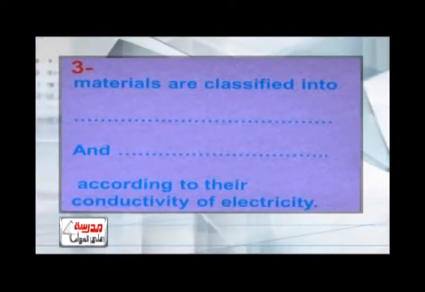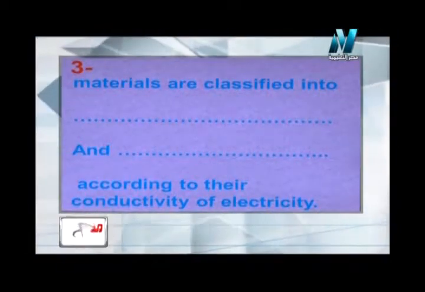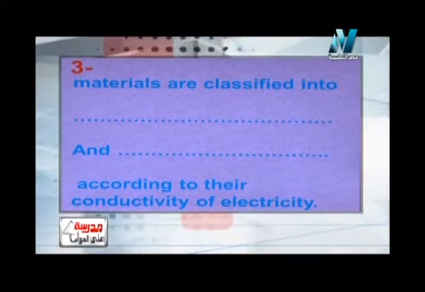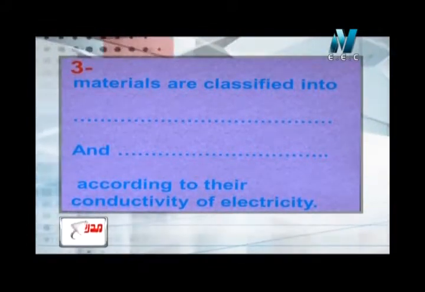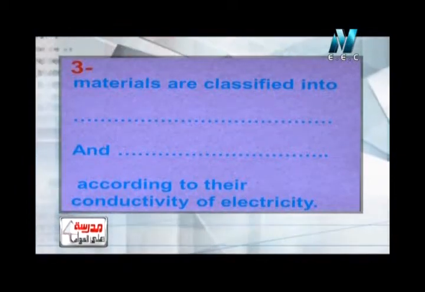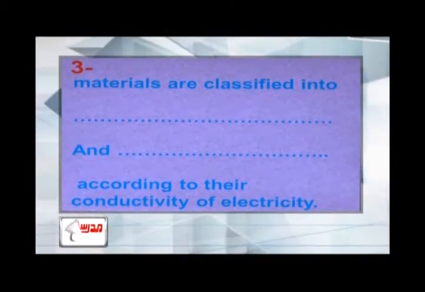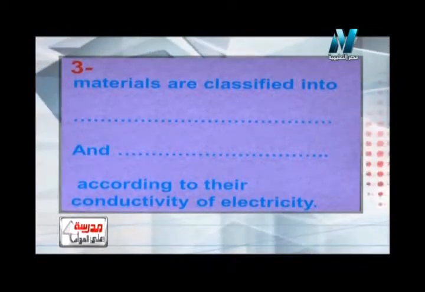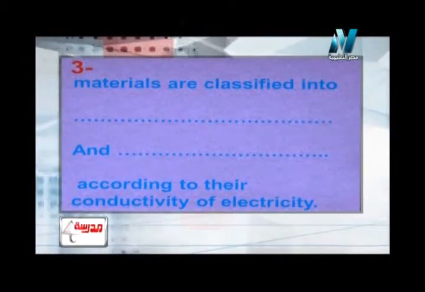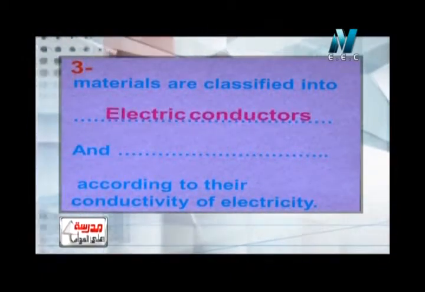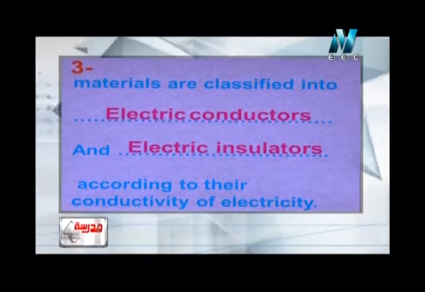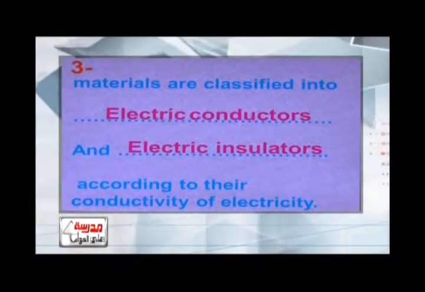Another question, a complete question, and again, I advise you, please read the question carefully to answer the question correctly. So the question says that materials are classified into point and point according to their conductivity of electricity. So materials are classified into what? Electric conductors and electric insulators.